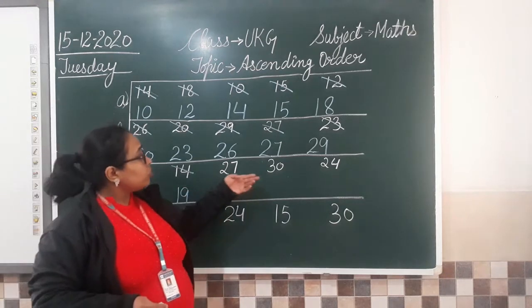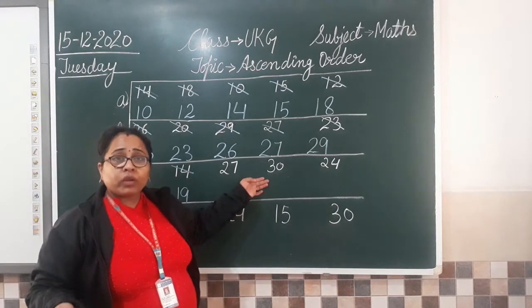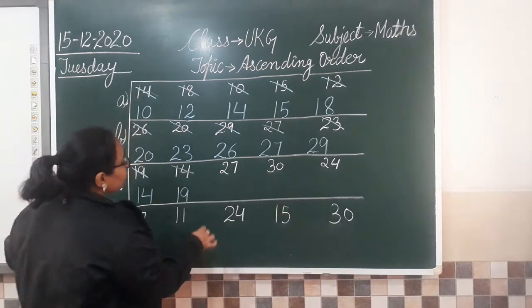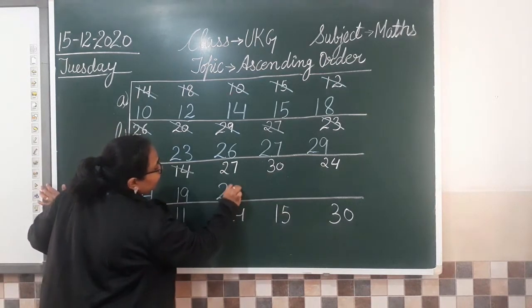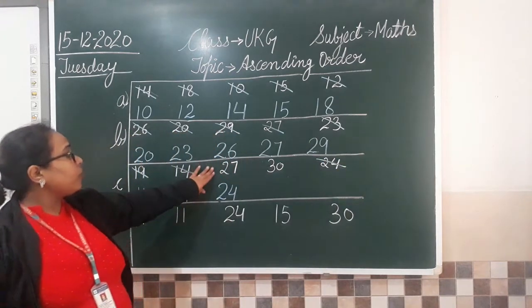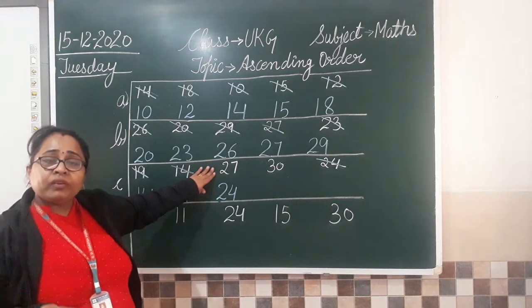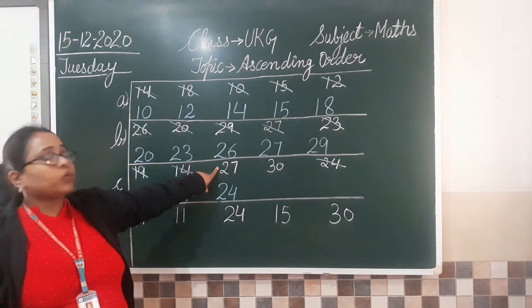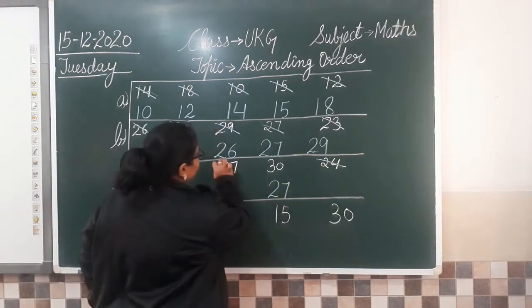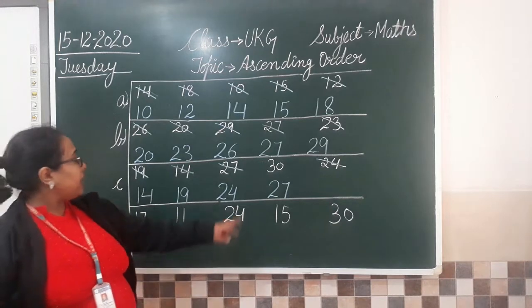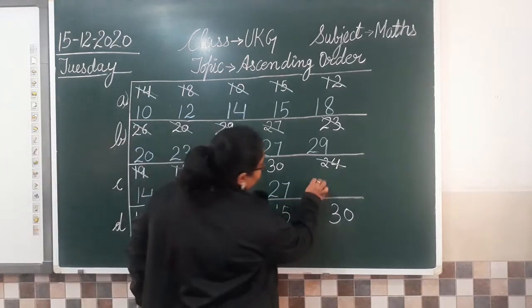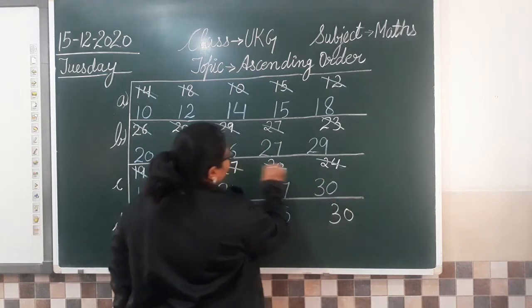After 19, let's move ahead. We are not having 22, 23, 24. So we have 24 given. So what we will do? We'll write 24 and we'll cut it from here. After 24 we have 25, 26, 27. So we'll write 27. Let's cut it from here. And lastly we are left only with 30. So I'll write 30 and then cut.